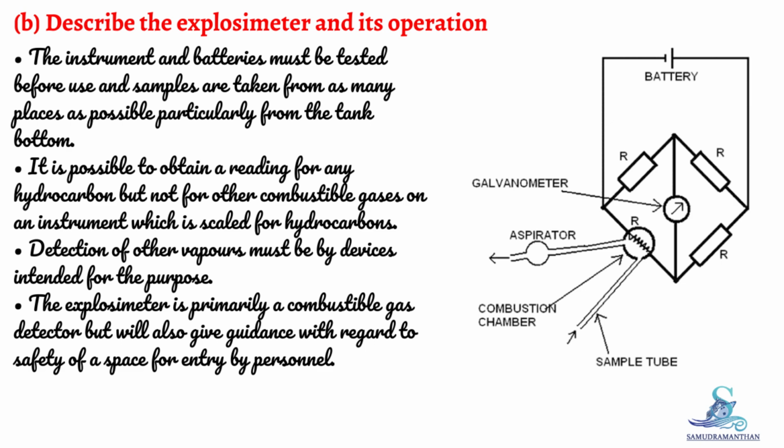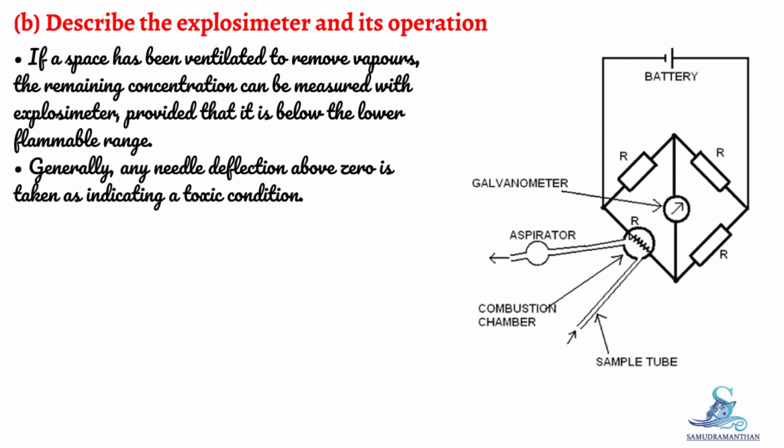Detection of other vapors must be by devices intended for the purpose. The explosimeter is primarily a combustible gas detector but will also give guidance with regard to safety of a space for entry by personnel. If a space has been ventilated to remove vapors, the remaining concentration can be measured with the explosimeter, provided that it is below the lower flammable range. Generally, any needle deflection above zero is taken as indicating a toxic condition.